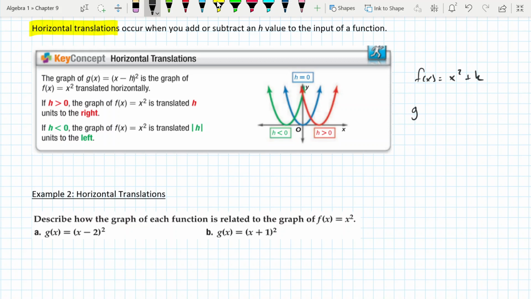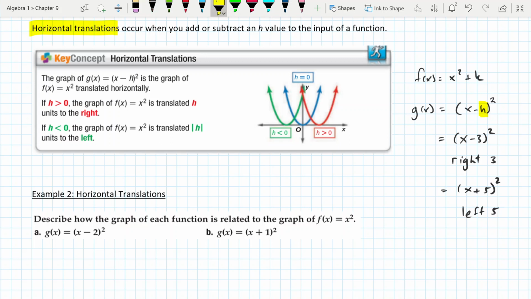For these graphs, it's x minus h quantity squared. So this h value, whatever's being taken away from the x, is how far it's moving, but it moves in the opposite direction. For example, if I have x minus 3 squared, that means I'm going to move to the right, which is the opposite of negative 3, 3 units. If I have x plus 5 squared, that means it's going to move left 5 units.